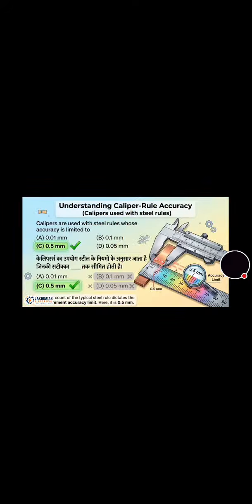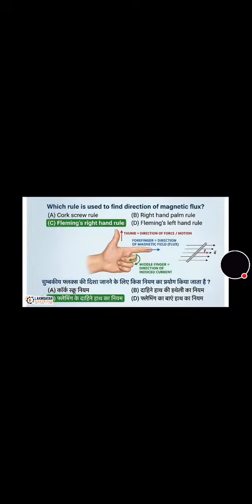Calipers are used with steel rules whose accuracy is limited to how much? And its correct answer is option C, that is 0.5 mm. Now let's move towards the last question of the video.